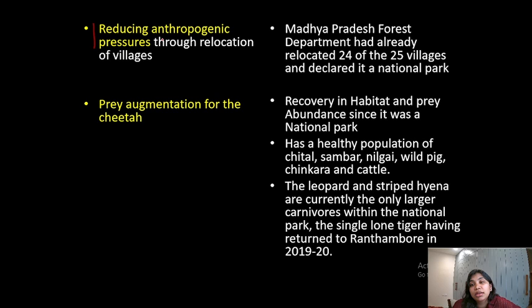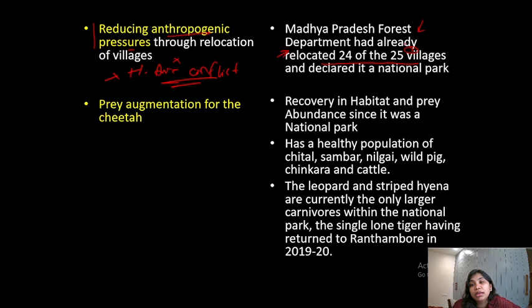So here, reducing the anthropogenic pressures, that is human and animal conflict. We have to avoid human and animal conflict. That is a huge problem existing, especially on the outskirts of these parks and wildlife sanctuaries. So what the Madhya Pradesh government did, it had already relocated 24 to 25 villages, just one was left out, which were there in this national park.